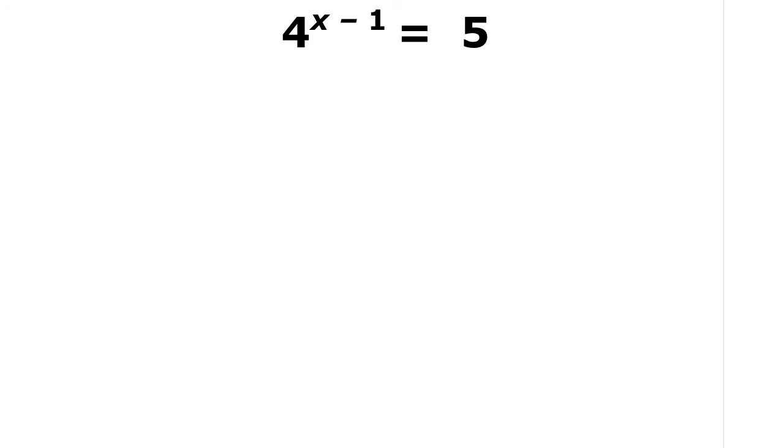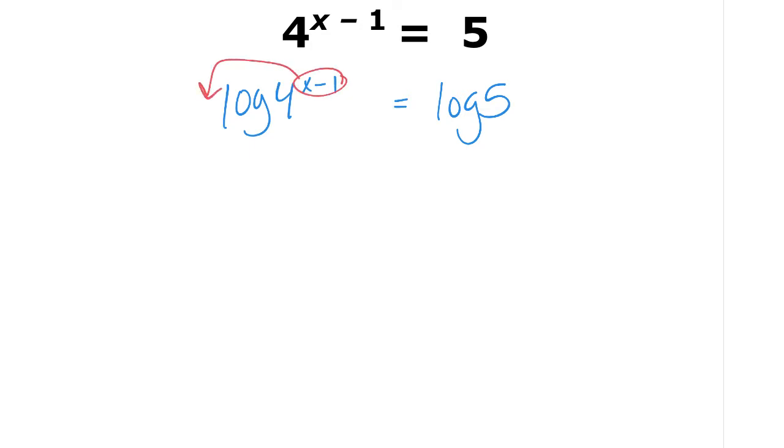In this example, 4 and 5, I'm not going to be able to write as numbers with the same base to a power. So instead, we're going to use the rule that says that we can take the logarithm of both sides and then use properties of logarithms to solve this, which means this exponent, x minus 1, can come out front, just like we saw in lesson 4. And then I'm left with this.